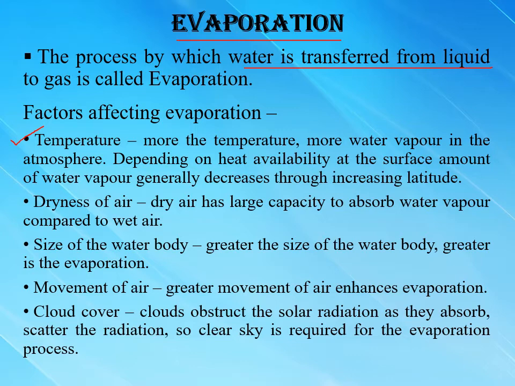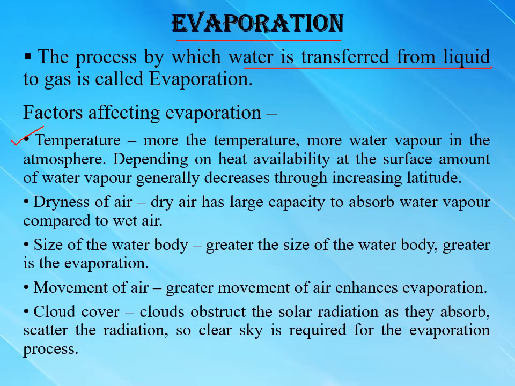the surface, the amount of water vapor generally decreases with increasing latitude, because we all know that the insolation energy falling on the earth's surface is maximum at the equatorial region, and as we move toward higher latitudes towards the poles, the insolation gradually decreases. So the energy received at the surface is maximum at the equator and minimum at the poles, that is, gradually decreasing towards higher latitude.